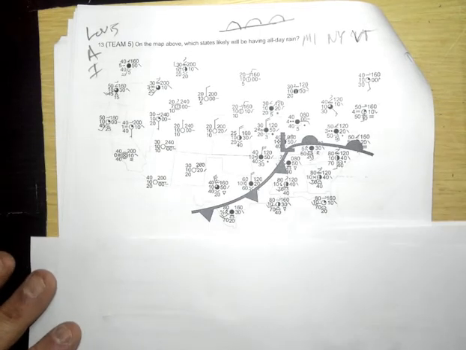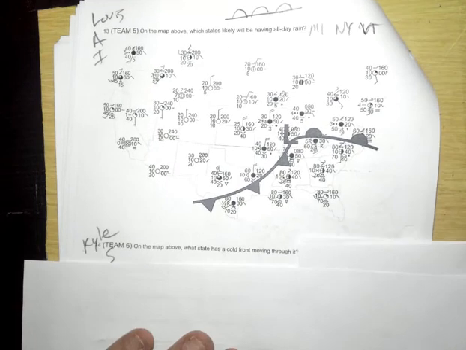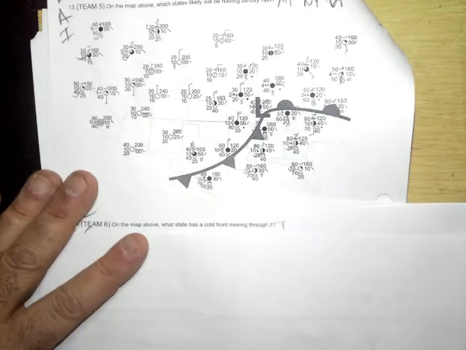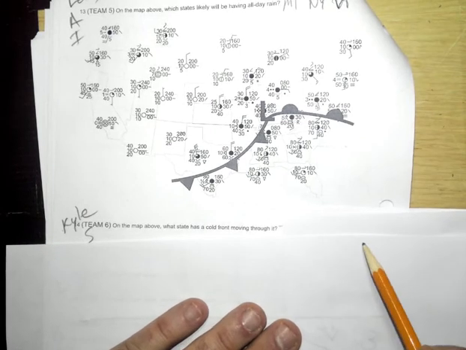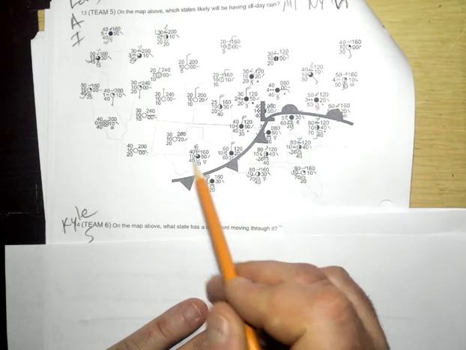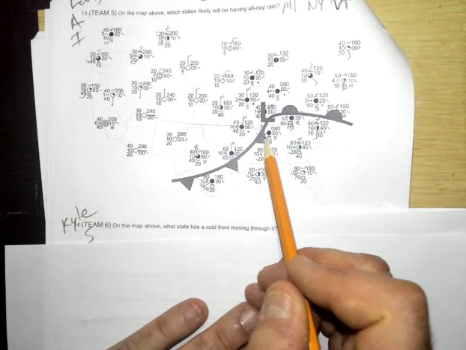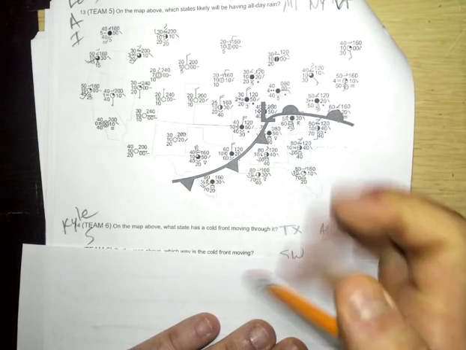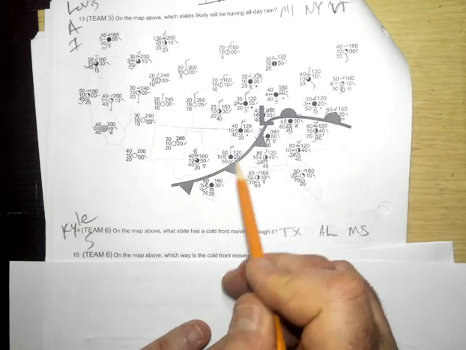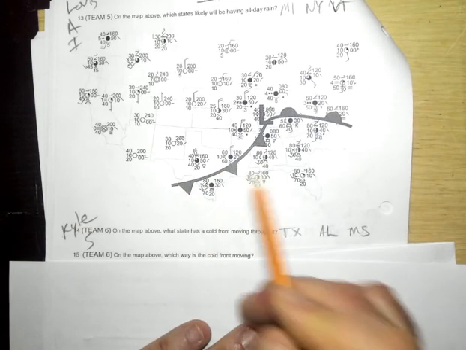Okay, next, Kyle. On the map above, which state has a cold front moving through it? Okay, cold fronts are the triangles. So down here, we have Texas, Mississippi, Alabama. Oh, not A-R, A-L. And let's see here. Kyle, can you tell me which way this front is moving? Southeast.